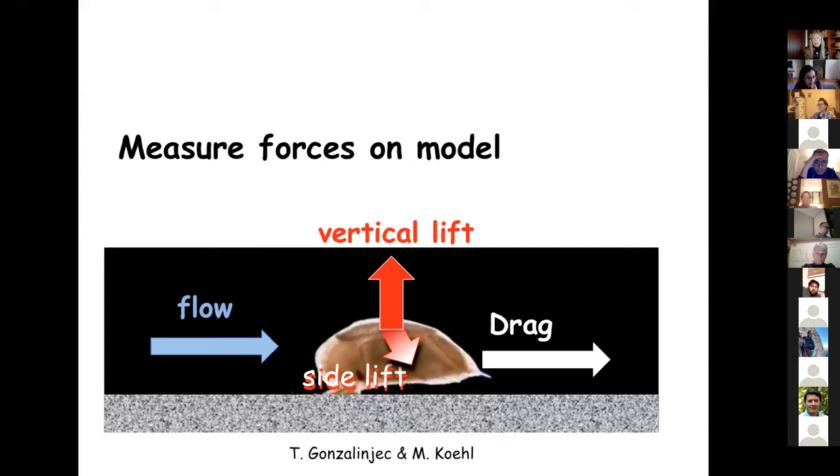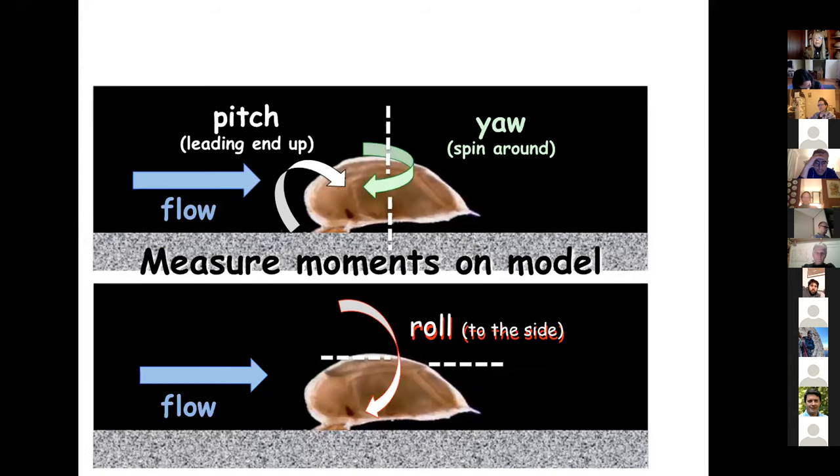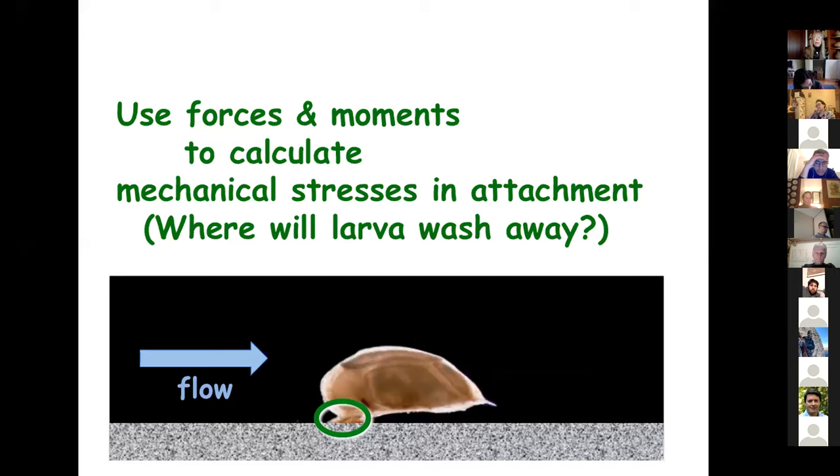And so we can measure easily the forces on our model, so drag and vertical and side lift. And we can use those measurements to calculate the forces on the real microscopic animal. And we can also measure the moments, the pitch, the yaw, and the roll on the model. And we can use those forces and moments to calculate the mechanical stresses in the attachment of the larva to the surface, which is going to determine whether it's going to wash away or not. And so then we can say, where will a larva wash away in our fouling community?